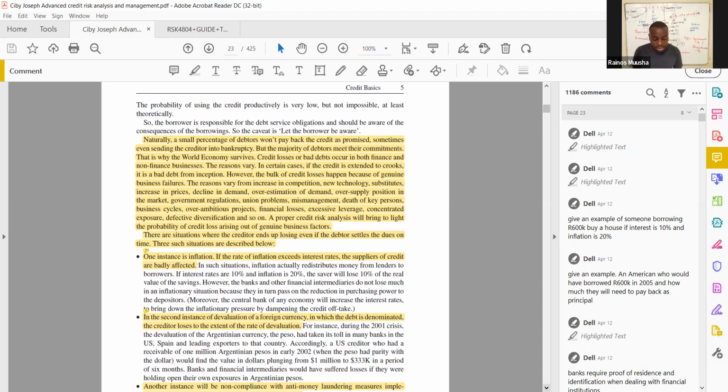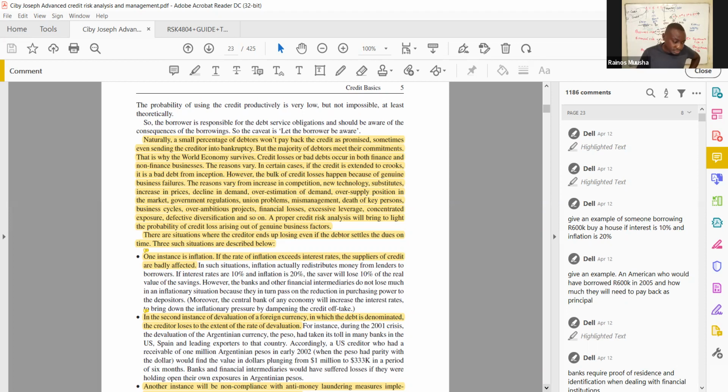When you look at the instance of inflation, we're saying, if you have 1,000 rand today and you lend 1,000 rand to a customer and you charge them interest of, let's say, 5% per year, it means the money you're going to be expecting to get after 1 year is 1,000 rand plus the 5%, which is 50 rand. So you're going to be having assets worth what? You're going to be having 1,050.